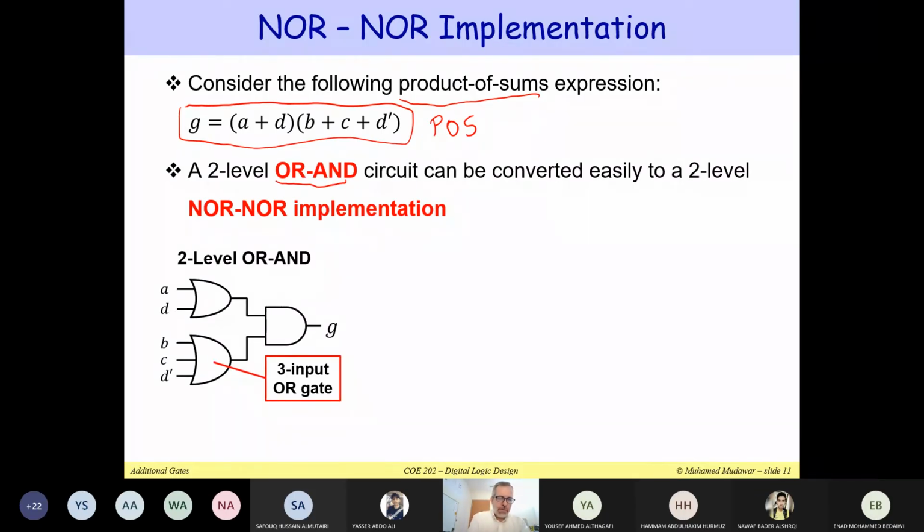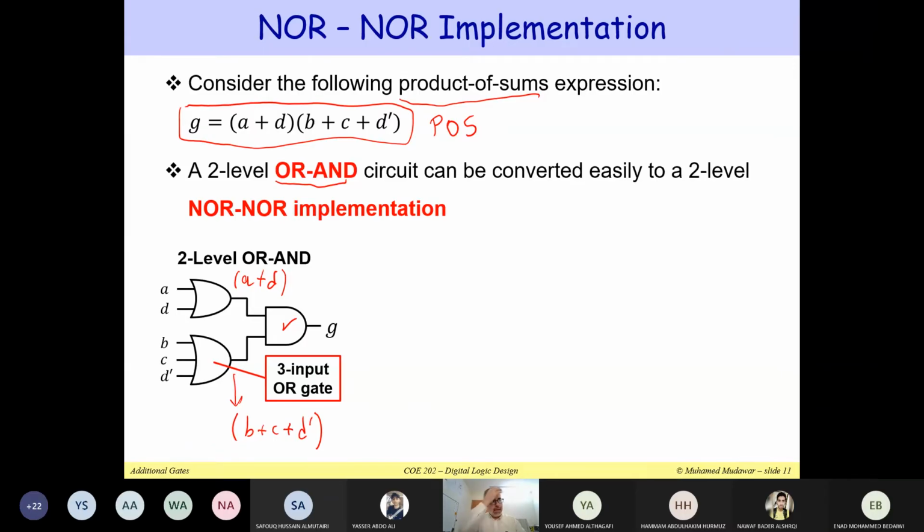Notice that the output of the first OR gate will be A or D. The output of the second 3-input OR gate will be B or C or D prime. And I need an AND gate here at the output to AND these 2 OR terms. So this is known as a 2-level OR AND implementation. My first level will be OR gates, and my second level will be the AND gates. And my expression is called a product of sums expression.